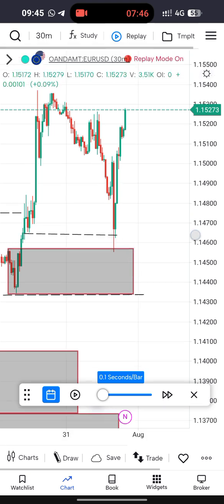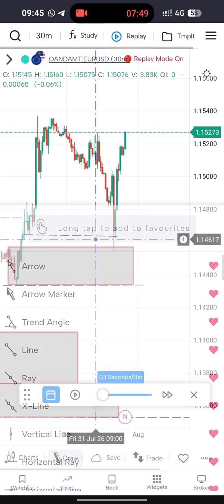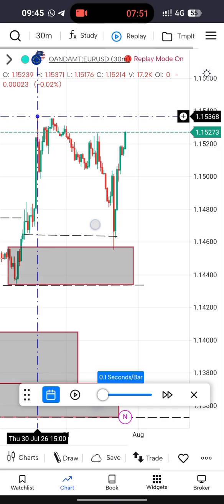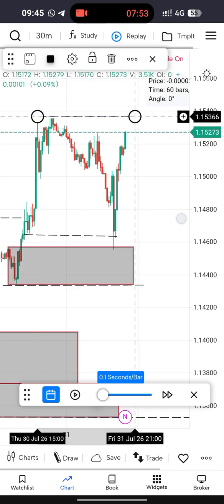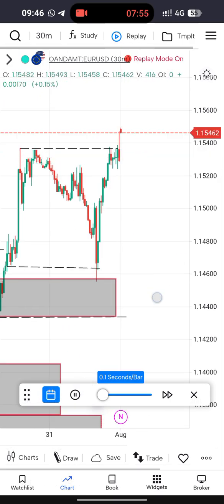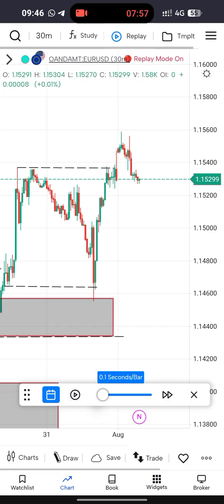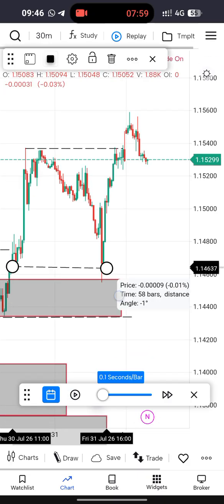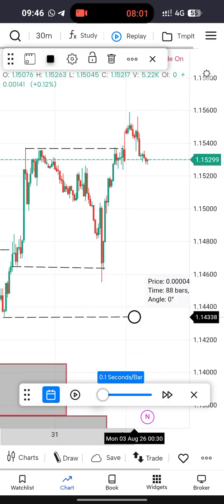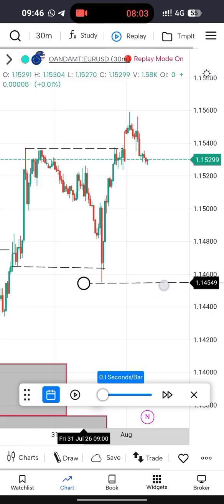You see, now price mitigated it. It's the order flow. Then boom, break of structure. You get now, as price has mitigated this order flow. This is my new low.